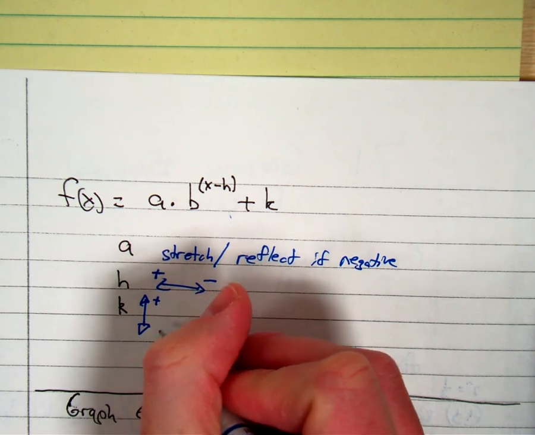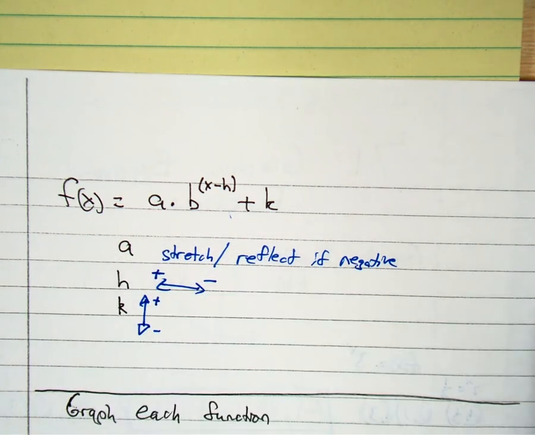A plus goes up and a minus goes down. That one is normal for how you would naturally think about it. Okay? So let's look at some problems.